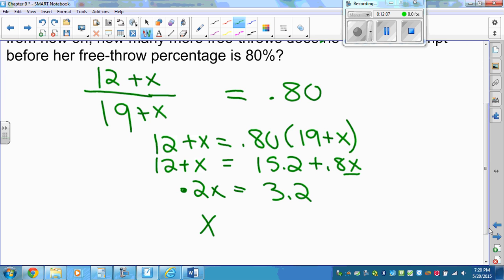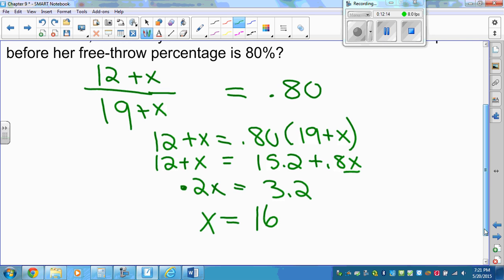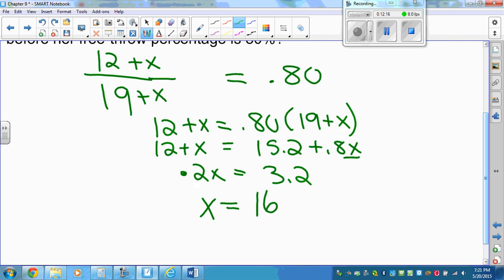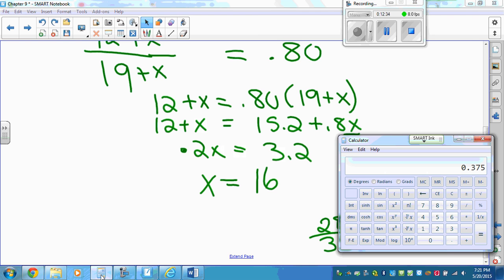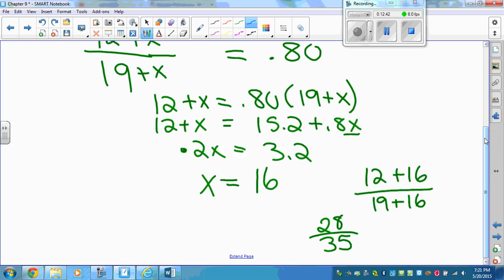Dividing both sides by 0.2. 3.2 divided by 0.2 is 16. So we can check that. Does that give us 80%? Does 12 plus 16 over 19 plus 16 give us 80%? So in other words, that gives us 28 out of 35. Bingo, 80%. So we did it correct. So she would have to do 16 more free throws.